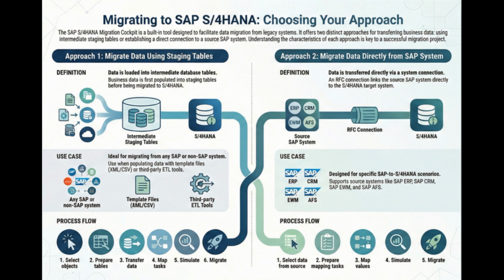Right. So if you need to get up to speed on this process quickly, we're going to focus on those big strategic decisions you have to make right at the start. And to start, everything really hinges on understanding one core concept, the migration object. Okay, let's unpack this. What exactly is a migration object? It sounds like more than just a file.